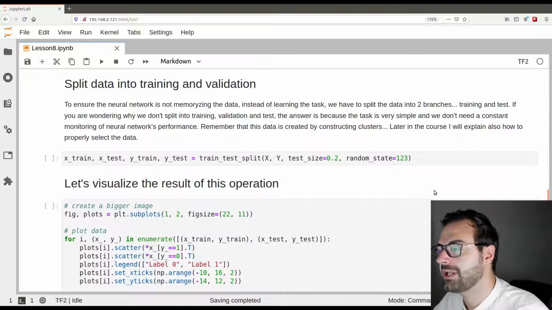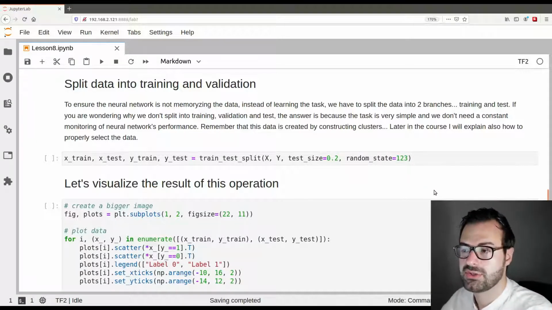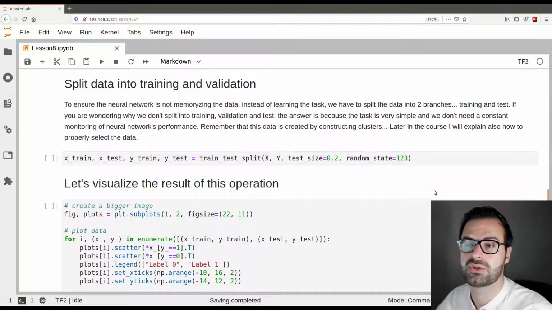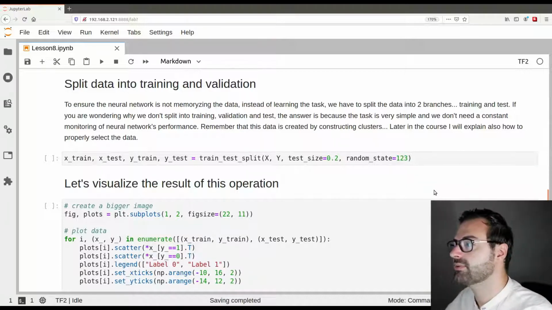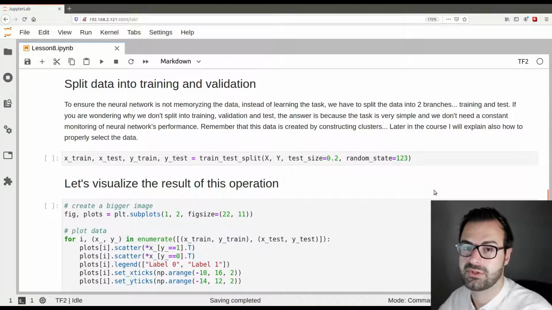Plus, remember that this data is created by constructing clusters. So training and test and eventually even validation, they all come from the same distribution, so there is not much of a difference. Later in the course, I will explain how to properly select the data. So this is going to be a little bit different, but for the purpose of this video, we will go just with training and test.